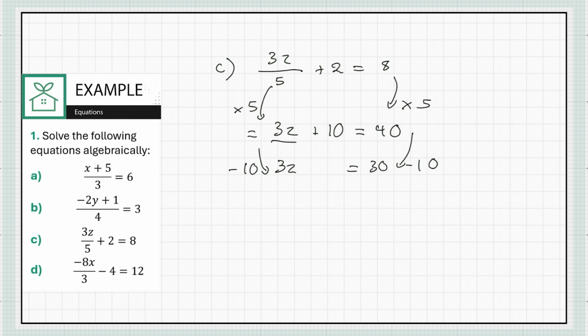Right, if 3z is equal to 30, we just need to divide both sides by that coefficient of 3. So if I divide both sides by 3, and I divide this side by 3, what I end up with is 30 divided by 3, which is just going to be equal to 10. And 3z divided by 3 is just equal to z. So z is equal to 10.